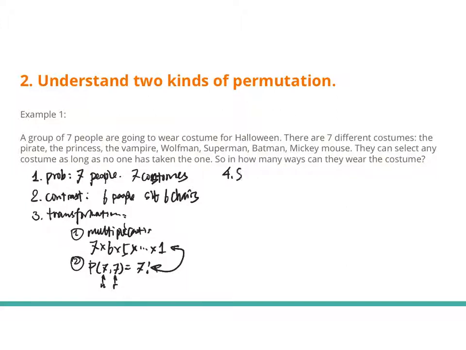And then we're going to do the self-check. If we read through all the conditions in the problem, they have 7 people and 7 costumes, and there are no other conditions here, so we can say we addressed everything in this question, so we can say we solved this problem.